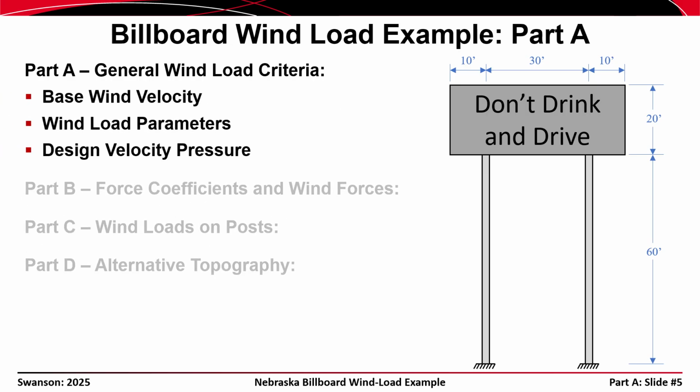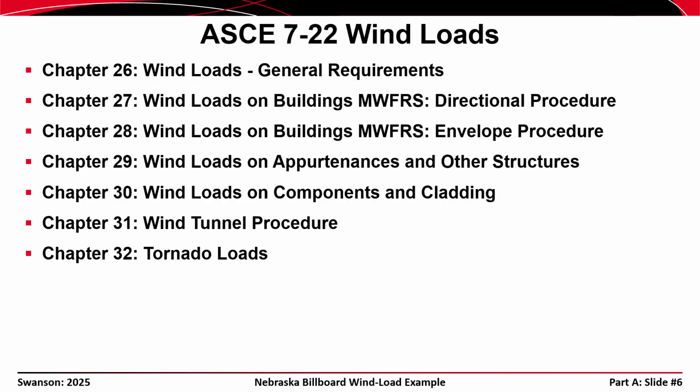In this video covering Part A, we address the general wind load criteria, which includes determining the base wind velocity, determining the wind load parameters, and then calculating the design velocity pressure. The wind load provisions in ASCE 7-22 are extensive and are found in chapters 26 through 32 of the standard. Most of the general requirements for wind are found in chapter 26, and the 2 primary methods for determining wind loads on buildings, the directional procedure and the envelope procedure, are found in chapters 27 and 28 respectively.